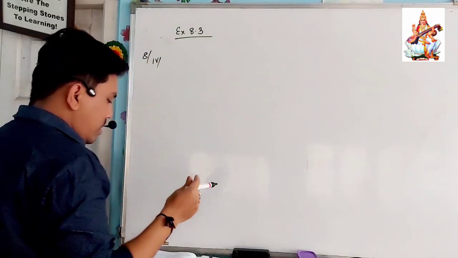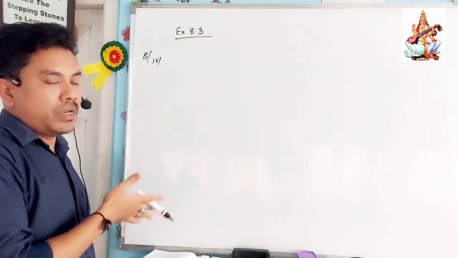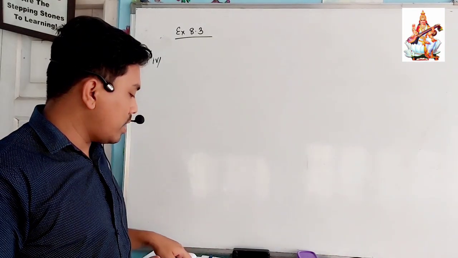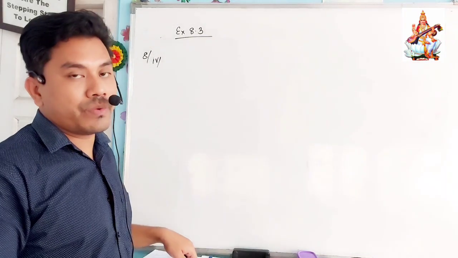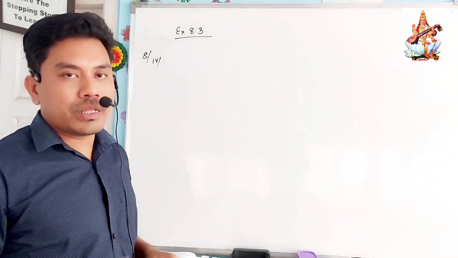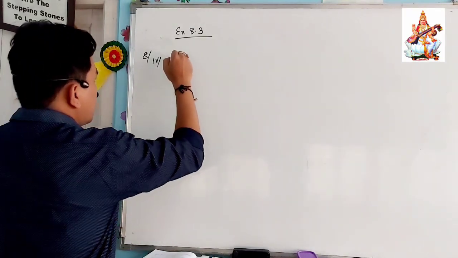So what we have to do in the question itself, look at the question properly. In the left hand side we have sin, in the right hand side what we have? Cos. We have cos. So we have to make it the same. Either you make it cos or sin. Okay, so now let me write down the question.